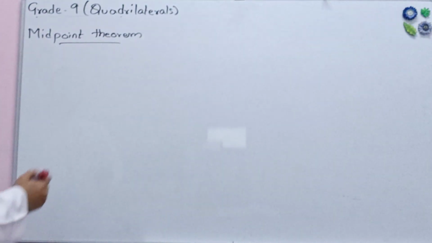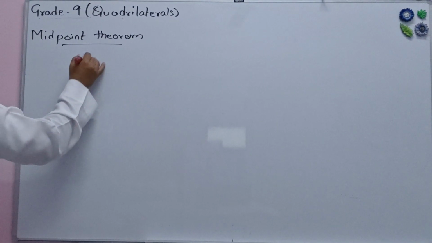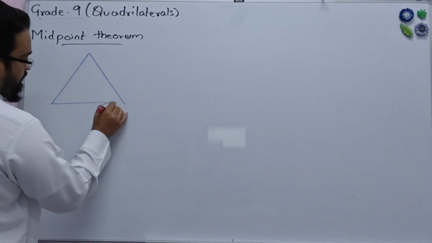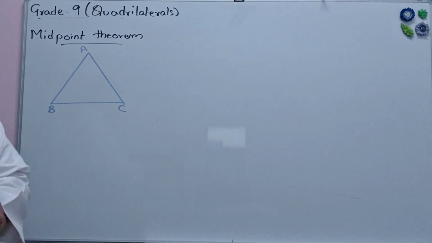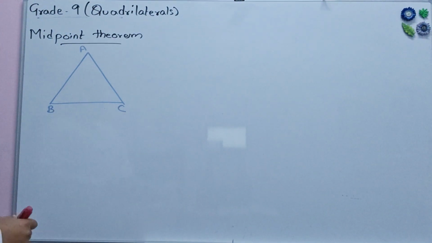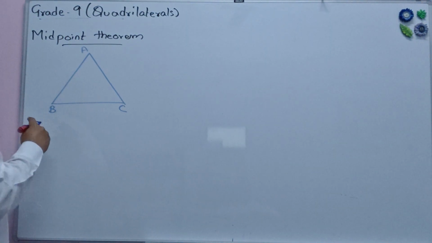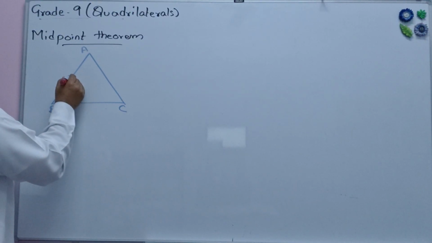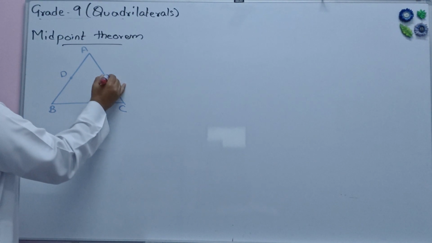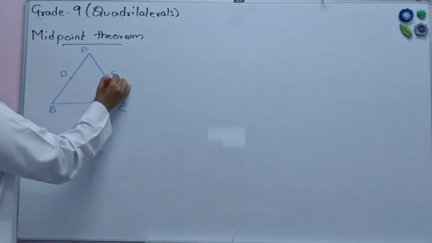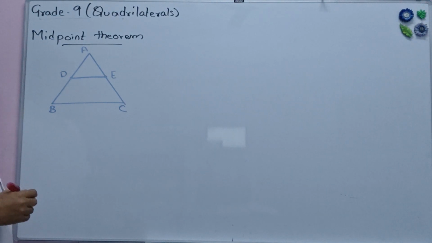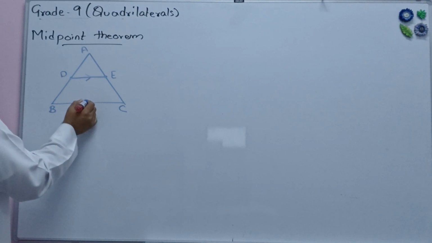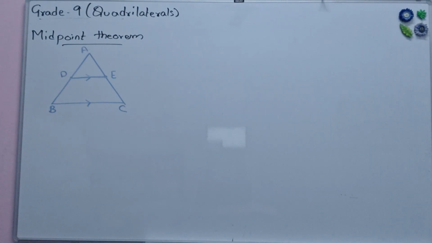Yes, my dear students, what does the midpoint theorem state? The midpoint theorem states, in a triangle, let us say a triangle ABC, suppose we take the midpoints of any two sides. The midpoint of AB, let us take it as D, and the midpoint of AC, let us take it as E. And the line joining the midpoints of any two sides of a triangle is parallel to the third side. This is what the midpoint theorem states.